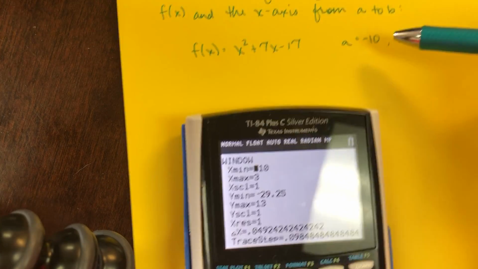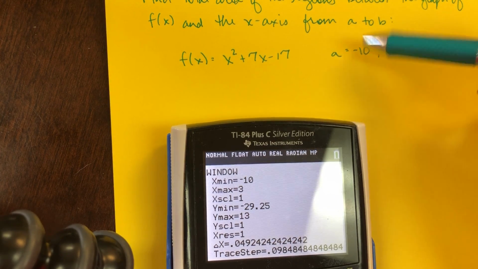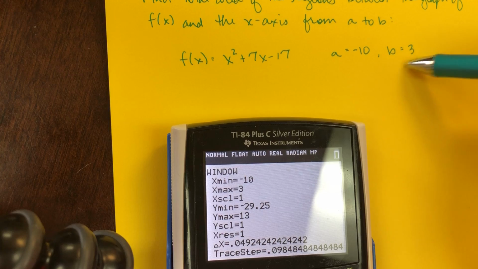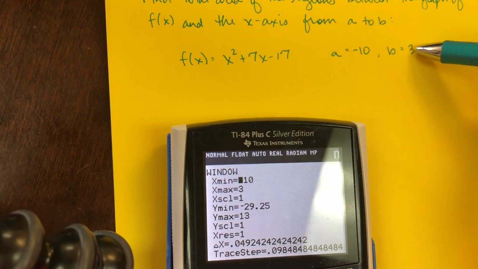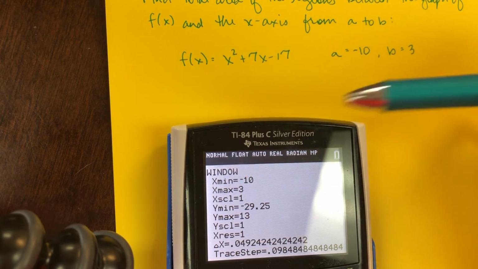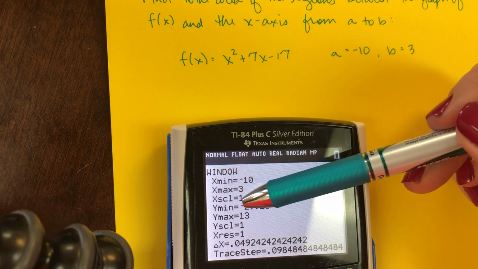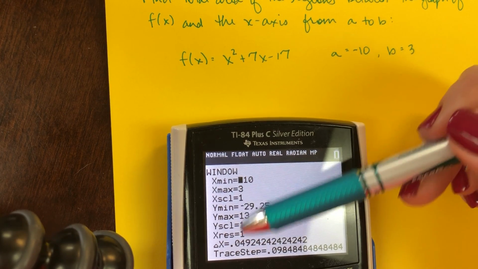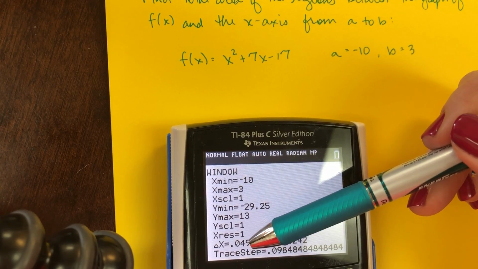We want the far left x value to be -10. And we want the far right x value to be +3, because that's the left wall and that's the right wall, and that's really all we're interested in. And I'm just going to go ahead and make my scale be +1. Now, don't mess with the y's. Don't worry about them. We're going to make the calculator do the heavy lifting for us.